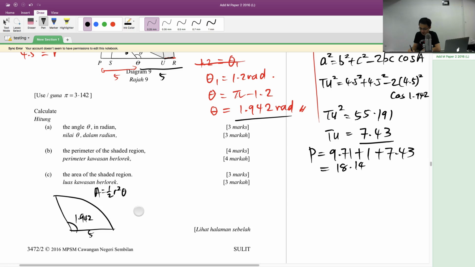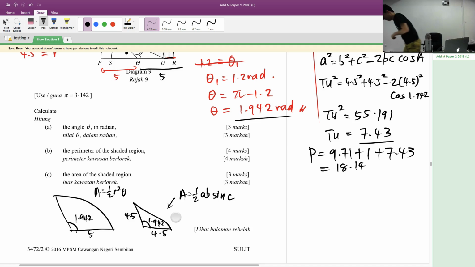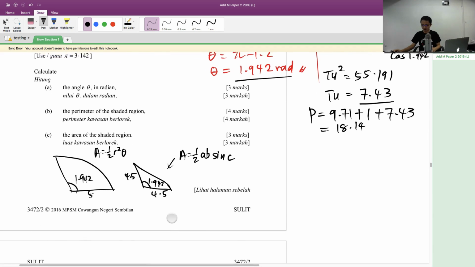And then you need to minus the area of triangle. For the triangle, you will need to use area equals half ab sine C. The triangle, we know this is 4.5, 4.5, and then the angle is the same, 1.942. And then you just minus it. Okay, I will write back. Alright, so yeah, this one you just substitute everything into it, and then you're using the formula only.